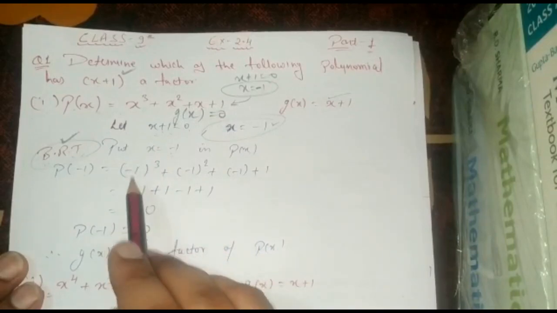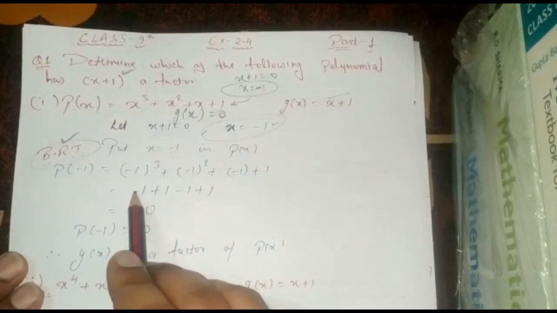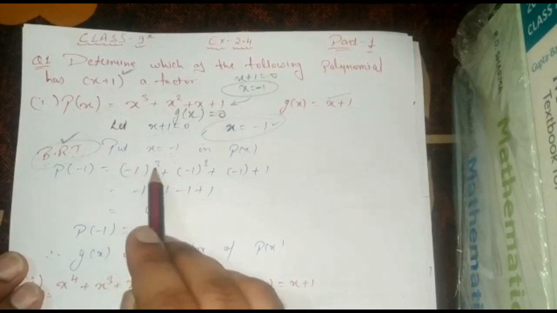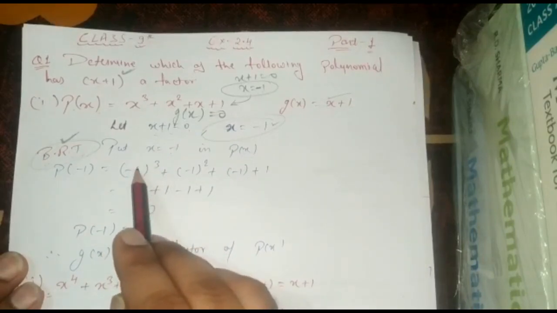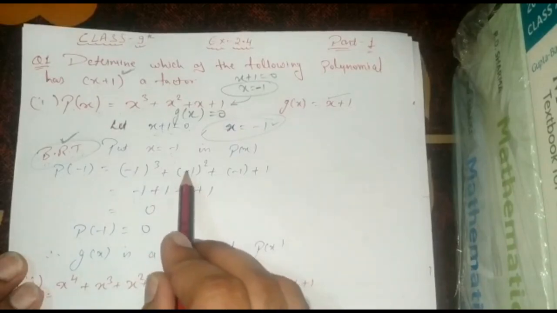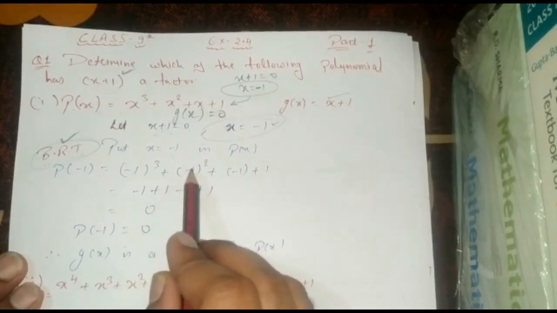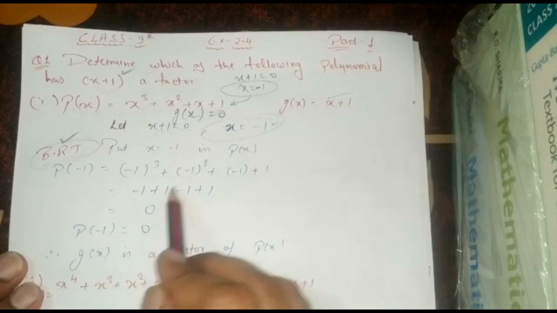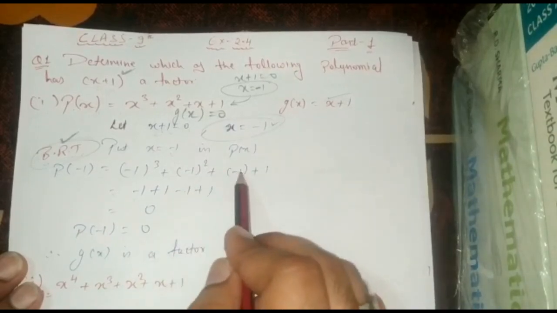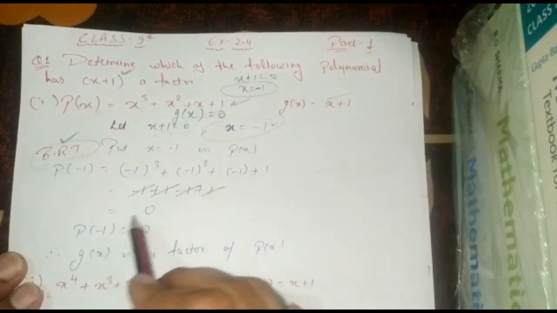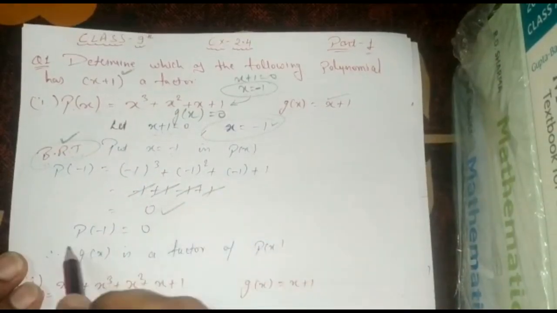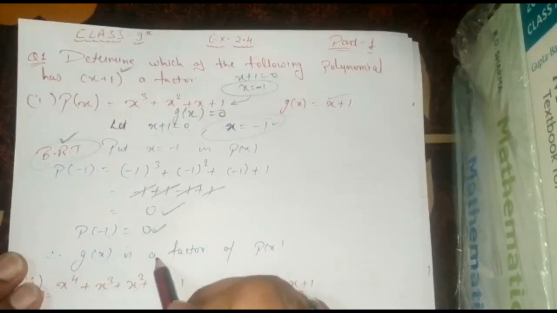The cube of a negative number is a negative number, so the answer comes in negative form, and the cube of 1 is 1. Any power of 1 is 1. The square of a negative number is a positive number, and the square of 1 is 1. Plus into minus gives minus again 1, and then plus 1. Minus 1 plus 1 cancels out, and minus 1 plus 1 cancels out, so it becomes 0. So p of minus 1, when we put x equal to minus 1, gives the answer 0.